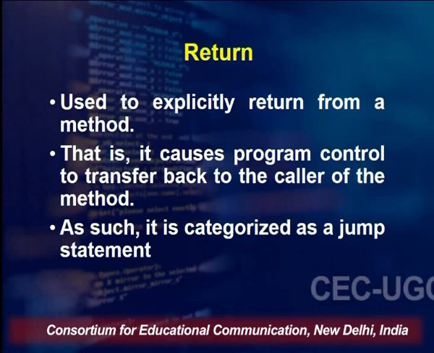Now, when we say it is going to return the control from whom to whom, it causes the program control to transfer back to the caller of the method. You understand this term: we have one calling method and another one which is being called. For example, main is calling another function, let us say sqrt. So, sqrt is being called by the main function, and main is the calling function, or the caller method. So, the return statement causes the program control to transfer back to the caller of the method.